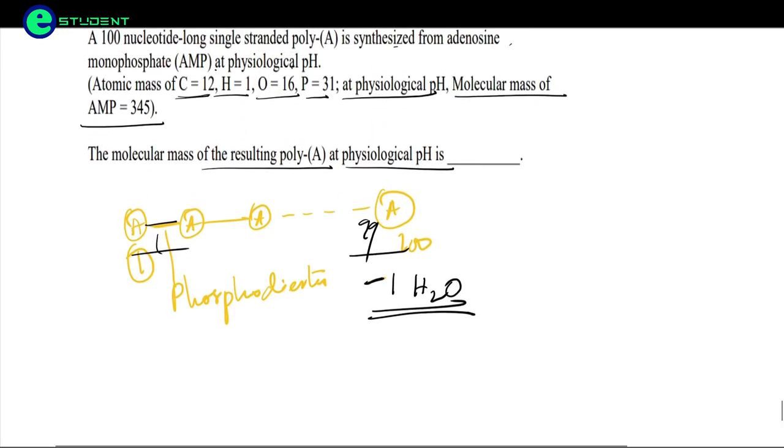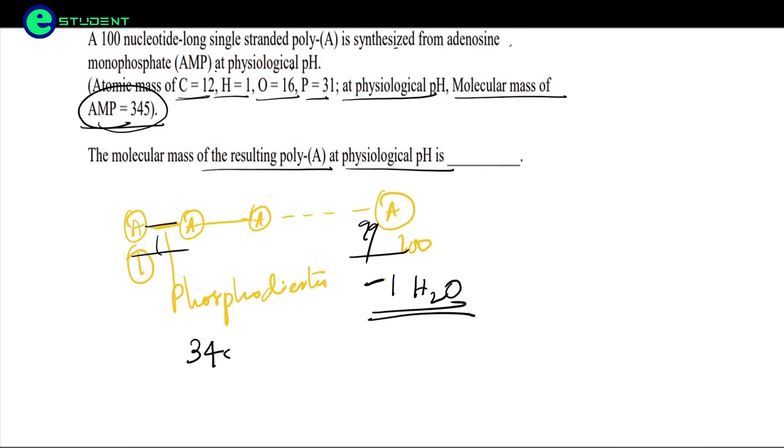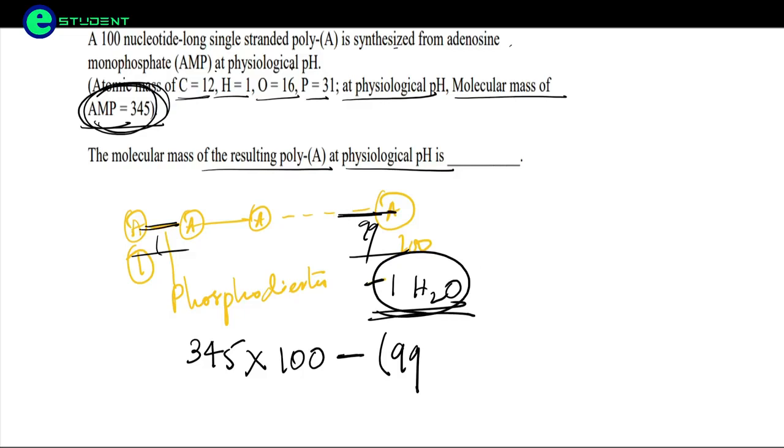Okay. So the molecular mass of AMP given is 345. How many AMPs are present? There are 100 AMPs present. So minus how many water molecules? Water will be removed. That will be 99 water molecules removed. Because there are 99 bonds forming, so 99 H2O will be removed.